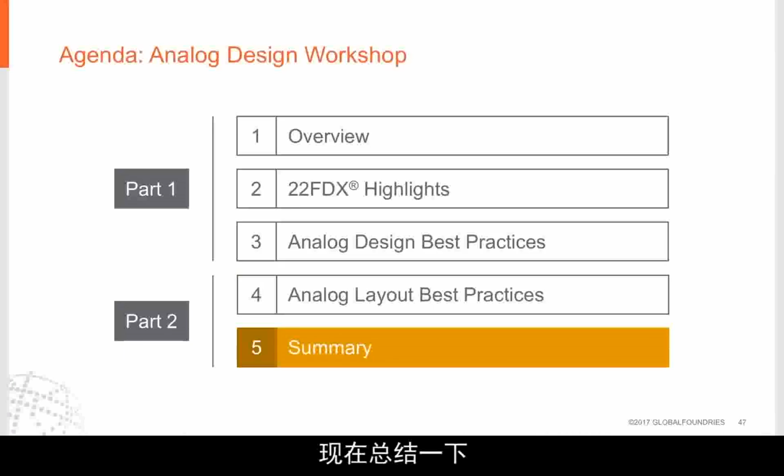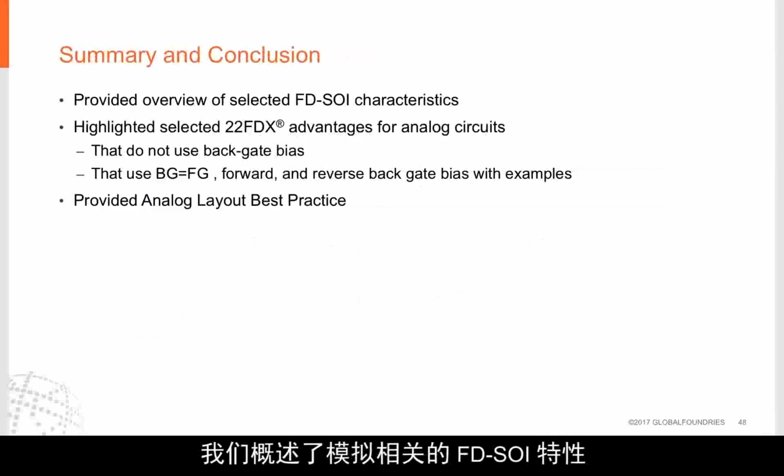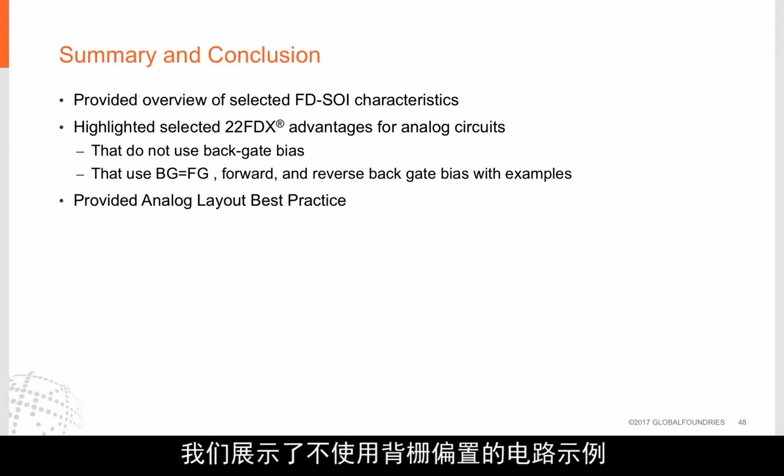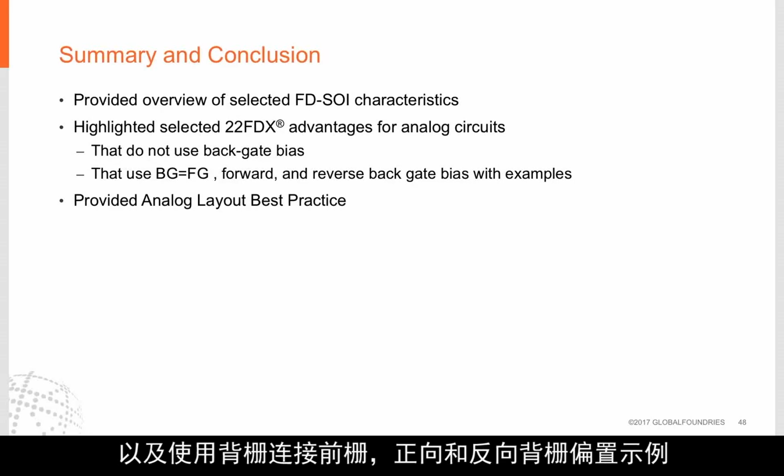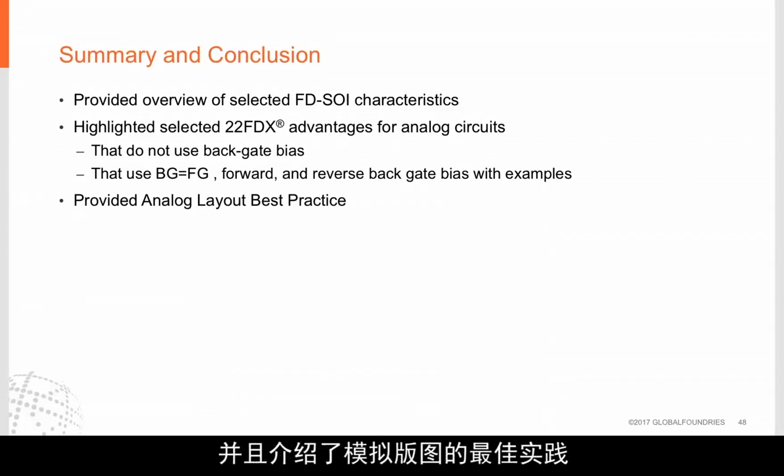I'll now summarize. We've provided an overview of the analog-related FD SOI characteristics. We've highlighted selected advantages for analog circuits. We've shown examples of circuits that do not use backgate bias, as well as the use of backgate tied to front gate, forward and reverse backgate biases with examples, and provided analog layout best practices.